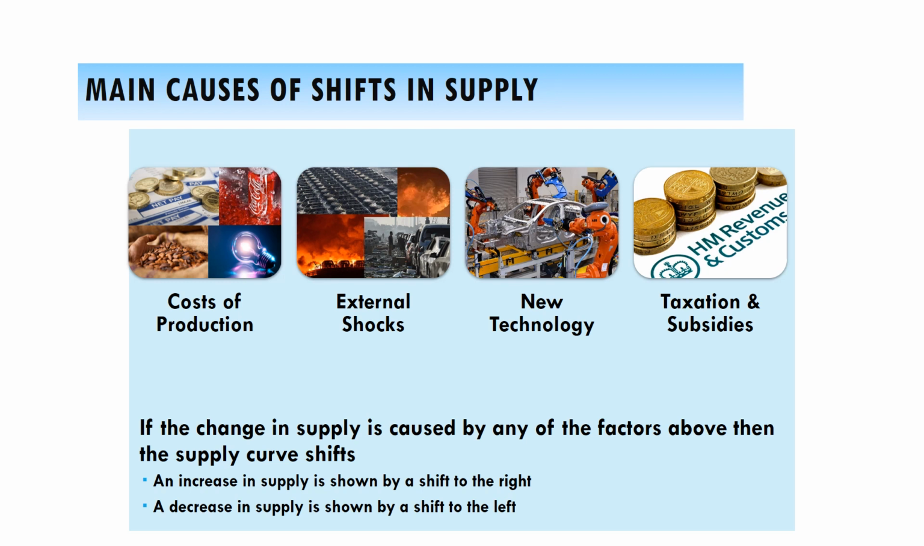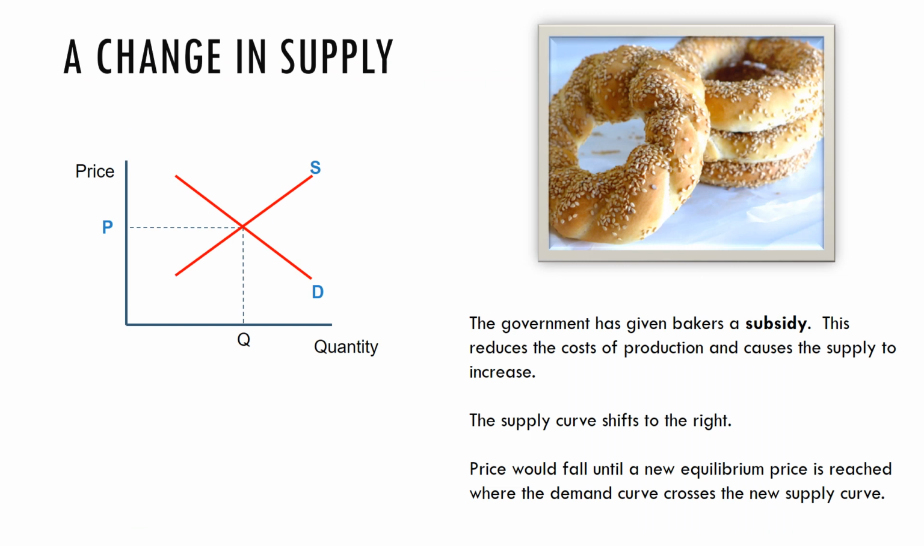Now let's look at supply. We've looked previously at what would cause shifts in supply. Let's imagine here that the bakers have been given a subsidy, and this reduces the cost of production. The impact of this is it shifts the supply curve to the right, or out. What will be the impact here on the equilibrium, the market clearing price? Well, it would decrease from P to P1, and there would be an increase in quantity bought and sold, from Q to Q1.